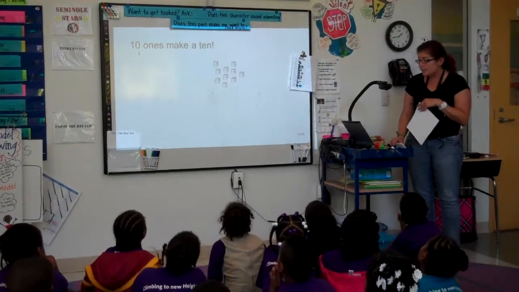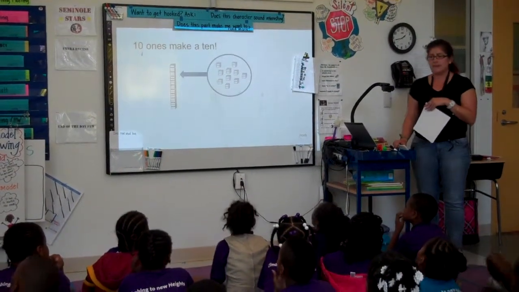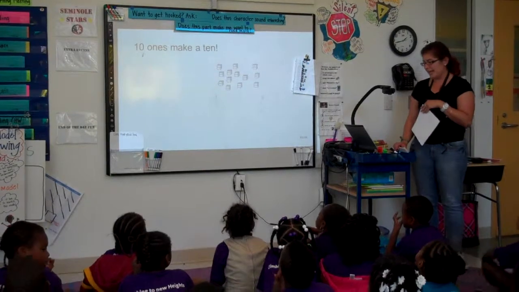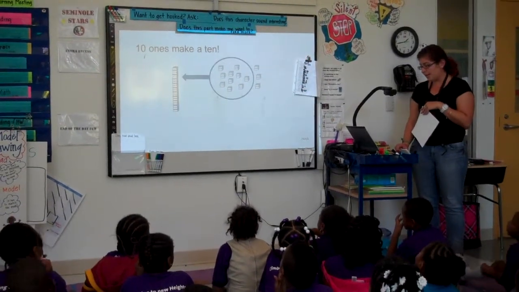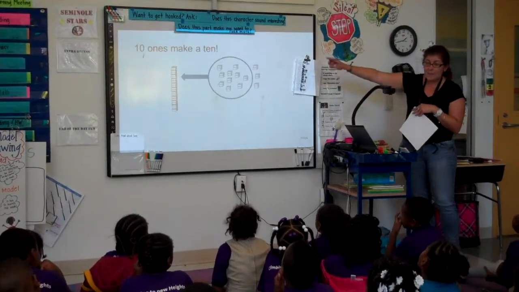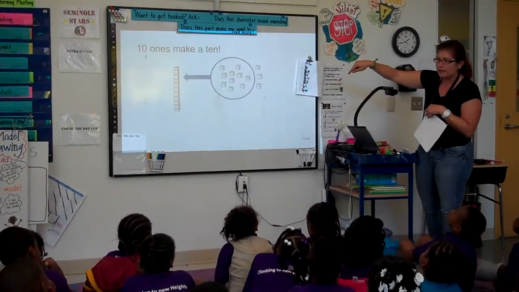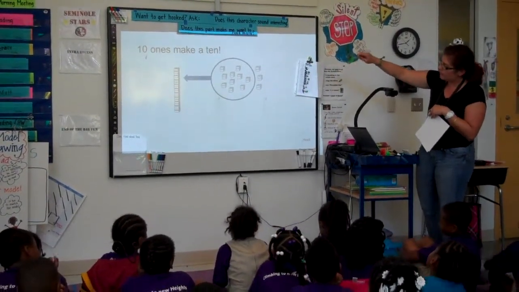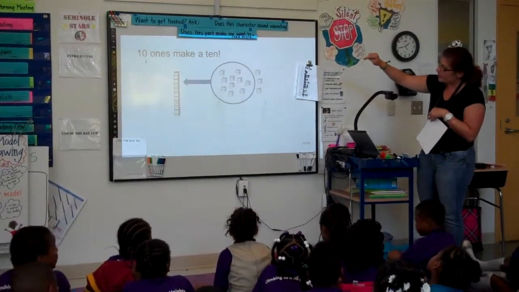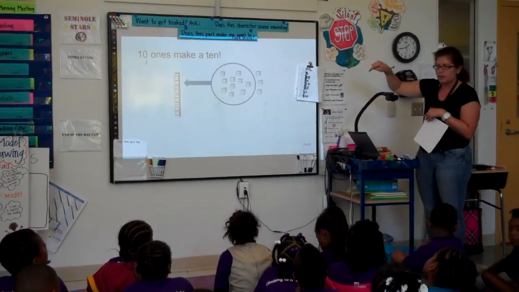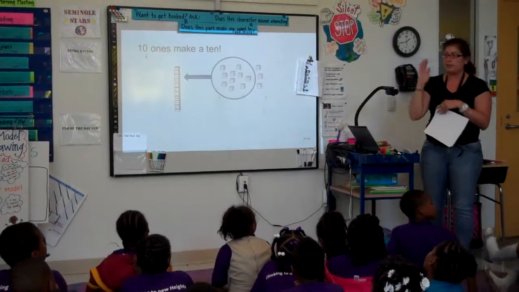10 ones make a 10. 10 ones make a 10 again, but I have some leftovers. Do you see that? Yeah. So if we count it together, we have 1, 2, 3, 4, 5, 6, 7, 8, 9, 10, 11, 12, 13. We have a 10 and 3 left over.